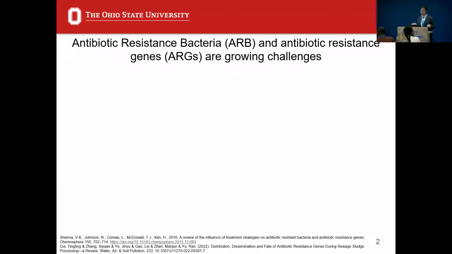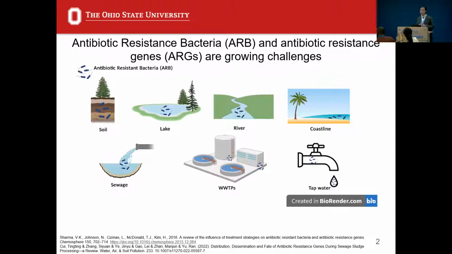According to the World Health Organization, antibiotic resistance has become a critical global public health concern of the century, and the overuse and misuse of antibiotics has promoted the evolution of bacteria and has selected for resistant bacteria. The ARB exist in various environments, including soil, lake, river, coastline, sewage, and even in treatment systems such as wastewater treatment systems and tap water. Several studies have indicated that even after water treatment, the effluents still contain a lot of ARB.